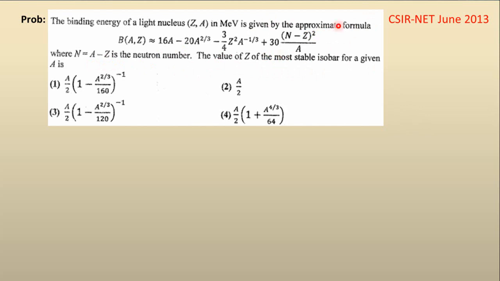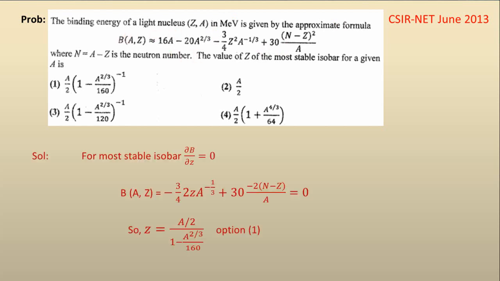ये भी same फॉर्मूले पे बेस्ड क्वेश्चन है, आपको मोस्ट स्टेबल आइसोबार फाइंड आउट करना है. तो हम डायरेक्ट फॉर्मूला यूज करते हैं जहां पे हमें A की वैल्यू गिवन होती है, बट हियर वी हैव अप्रोक्सीमेट फॉर्मूला ऑफ B. सो वी विल चूज द मेथड फॉर स्टेबिलिटी कंडीशन. हमें सिर्फ बाइंडिंग एनर्जी को डिफरेंशिएट करना है विद रिस्पेक्ट टू Z. ओके, put it equal to 0.